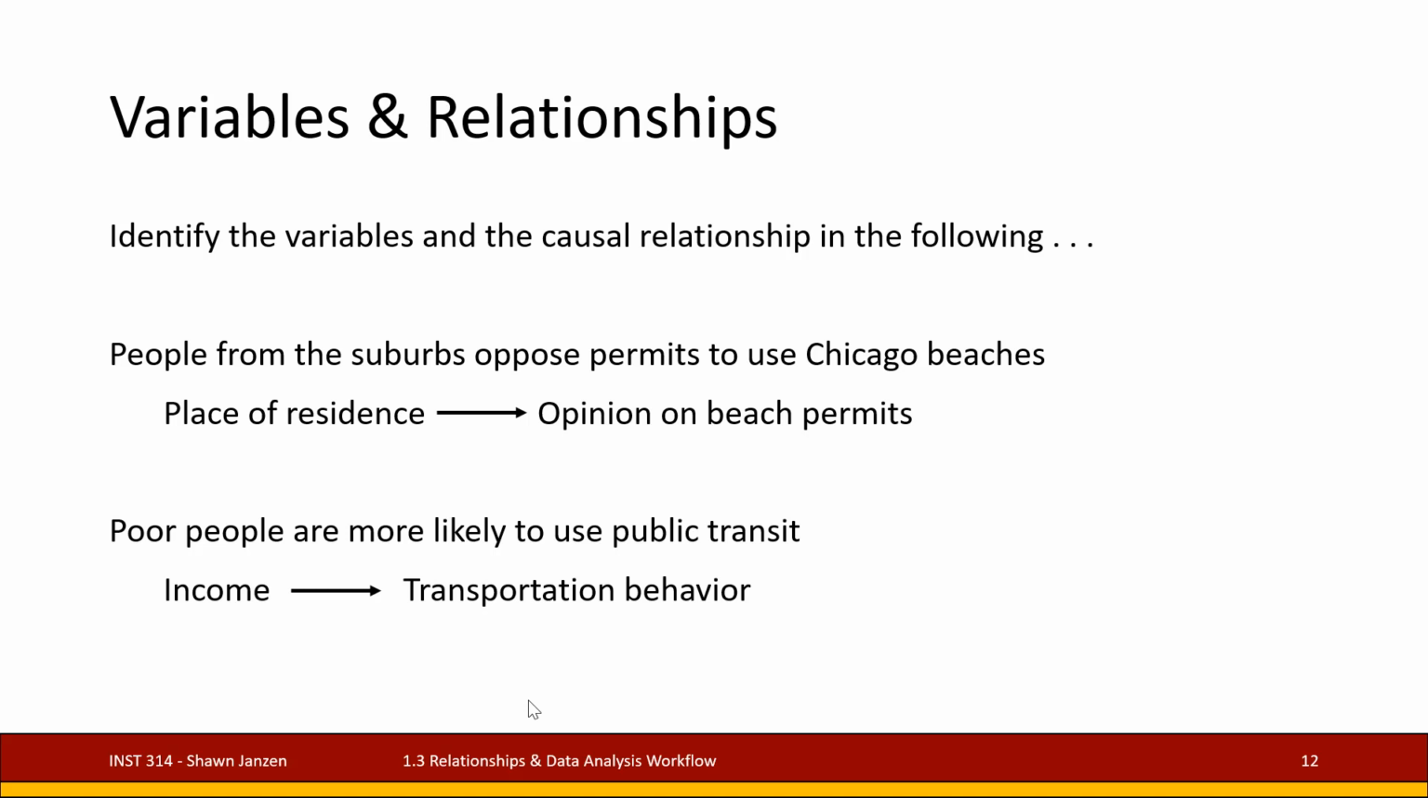The next example, poor people are more likely to use public transit, has income as a reference to the poorness of people. So you could be poor or not poor, or maybe it's a gradation of wealth, and it's influencing some form of transportation behavior. Public transit is one option, but there could also be options such as walking, taking a bicycle, taking a personal vehicle, or carpooling. So all of these are different types of transportation behaviors that could vary based on your type of income.